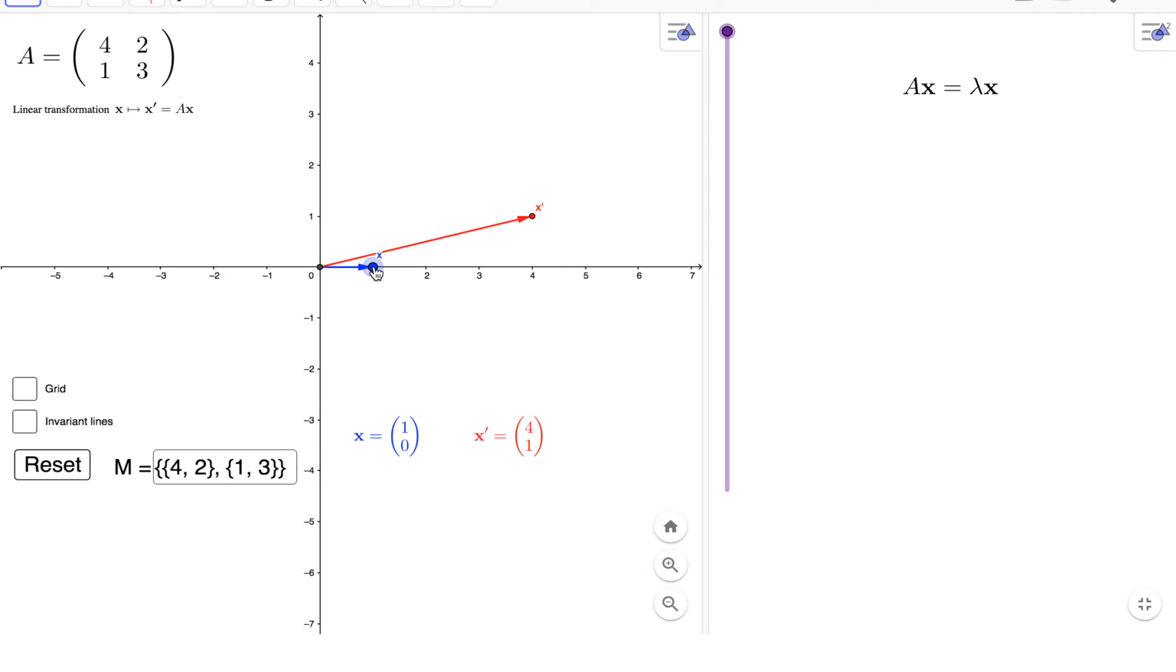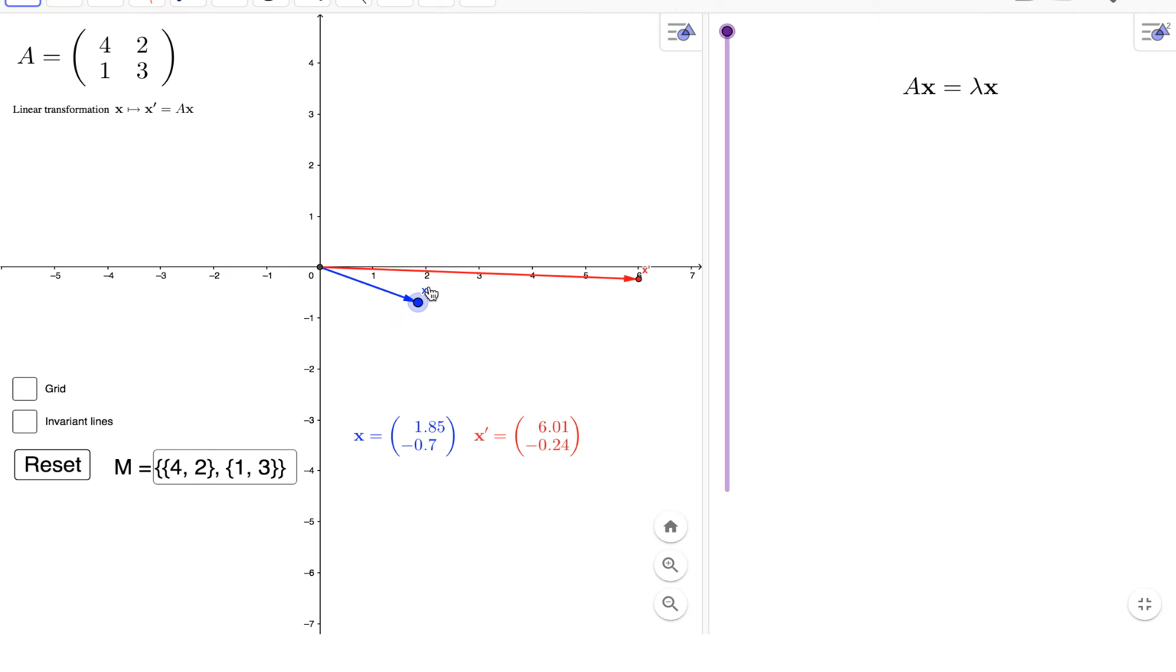Let's try some other input vectors. Well, 2, 0 maps into twice the first column of A, so that's 8, 2. What about 0, 1? 0, 1 maps into the second column of A, that's 2, 3. Here it is, 2 along and 3 up. So when I swing around the vector x, I can make it longer or shorter, change its angle.